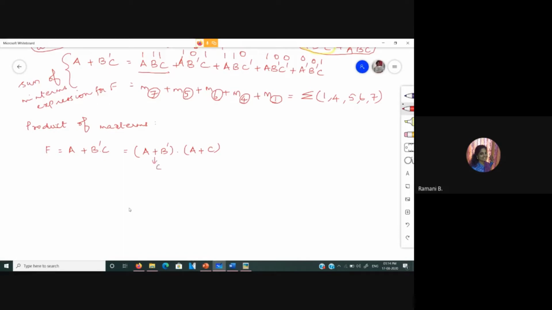Now in this term C is missing and here B is missing. To apply it, only if you add a 0, this expression remains unchanged, right? So we will use the expression C dot C bar here, and B dot B bar here. Whatever term is missing, we will use that. By the complement property, we know x dot x bar is equal to 0.